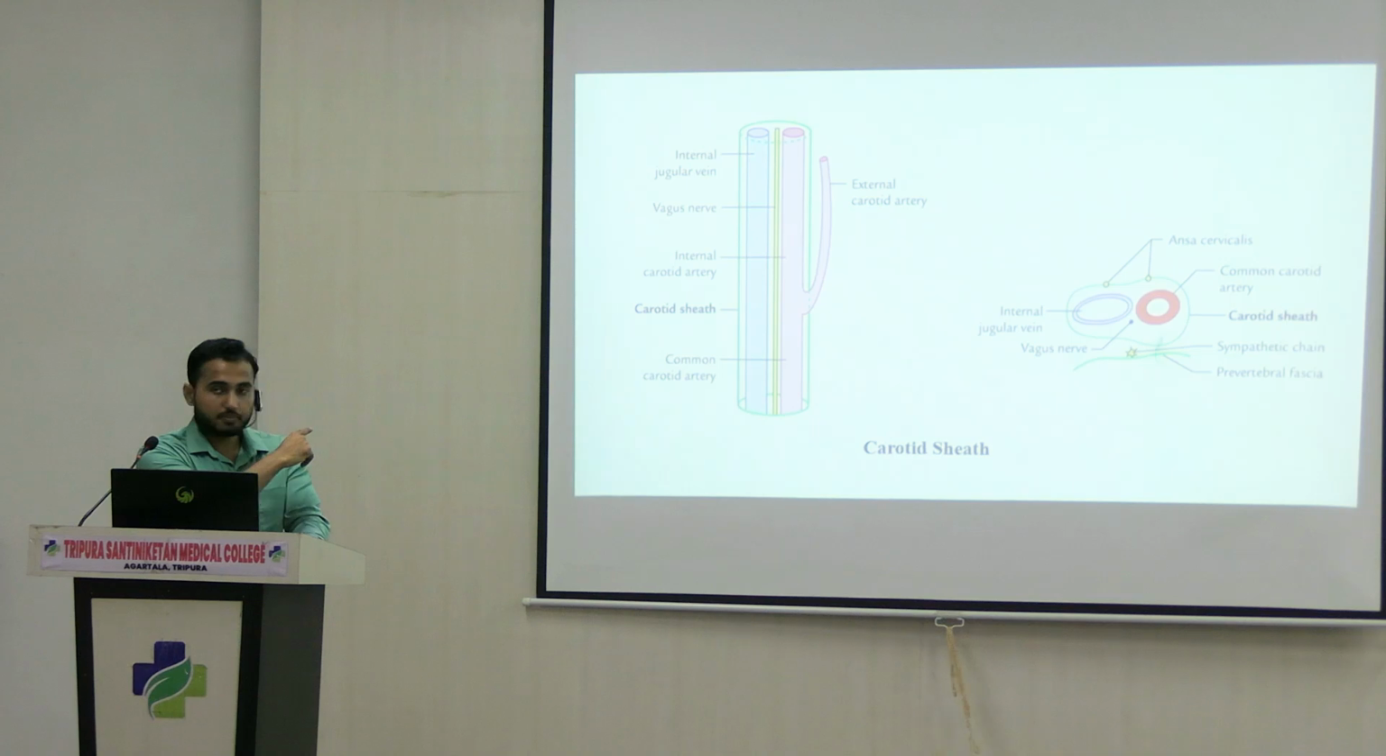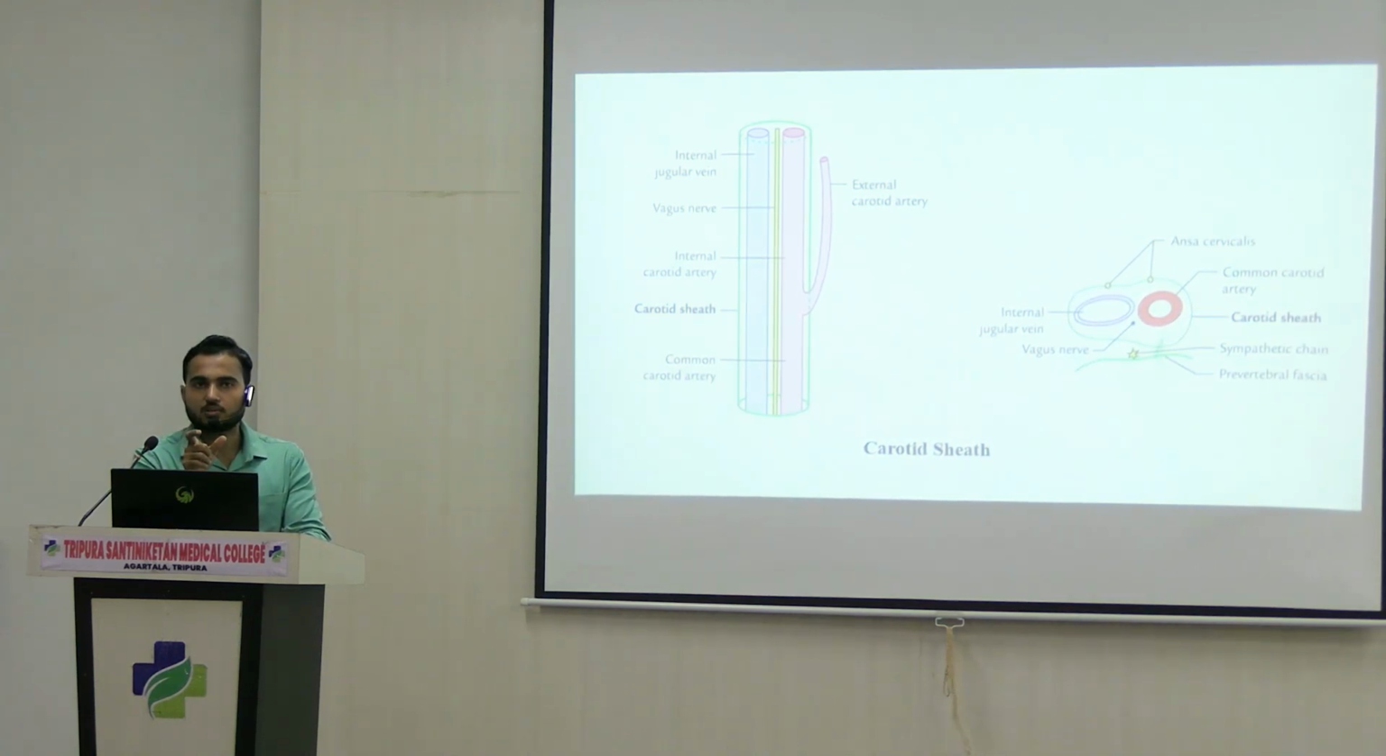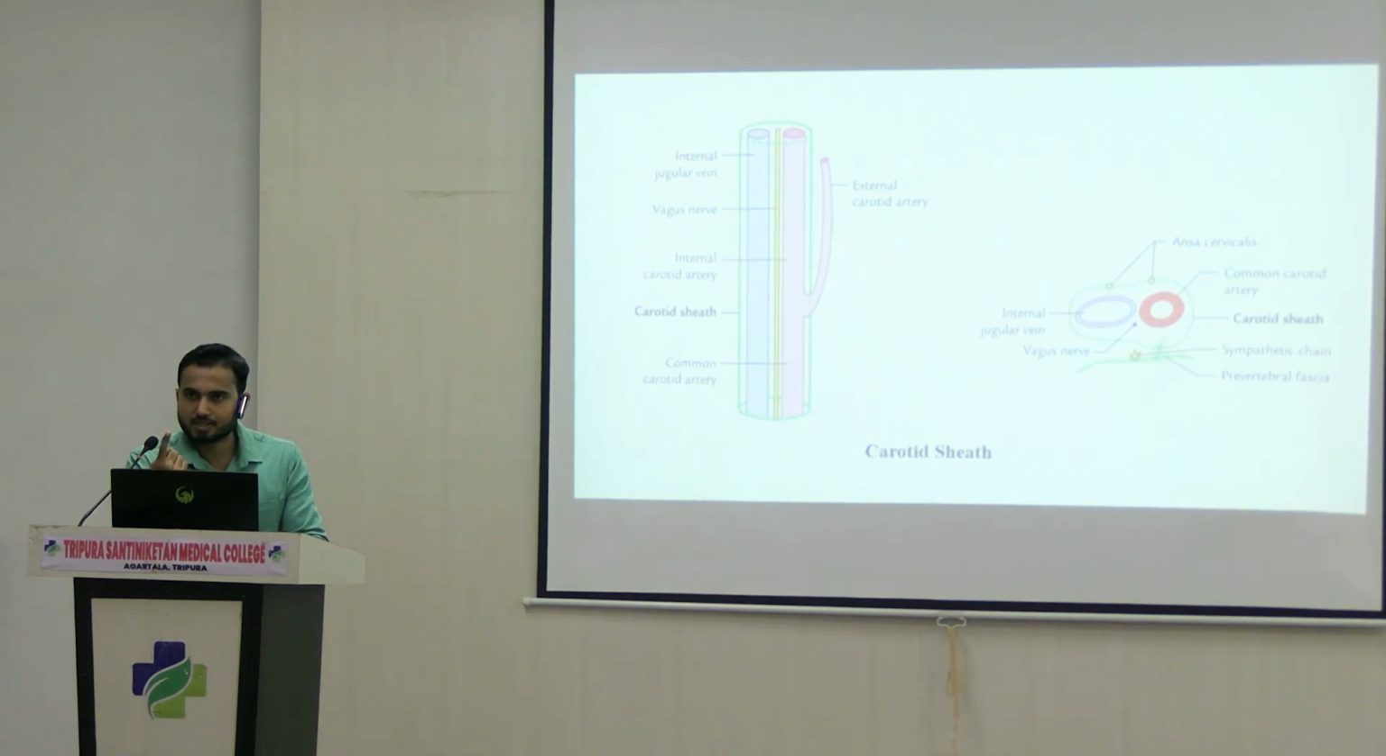Now, among the contents of the carotid sheath, the external carotid artery we have discussed, the common carotid artery also we have discussed, and the internal jugular vein we have discussed. The vagus nerve I have not started because we'll be discussing it in the cranial nerve chapter. I have just mentioned that in this place the vagus nerve is situated. Till now I have not started with any of the cranial nerves.